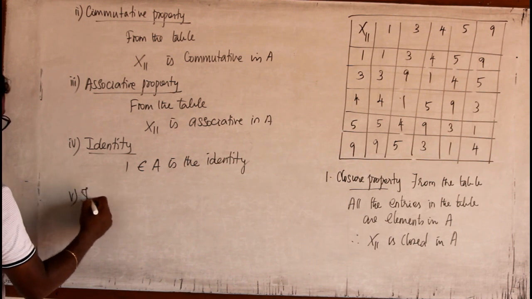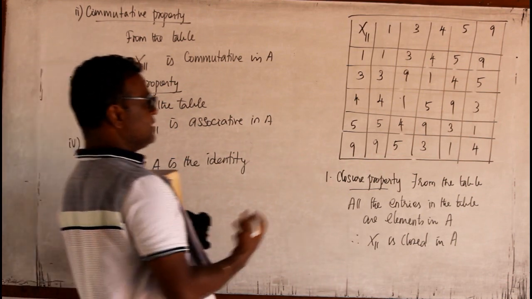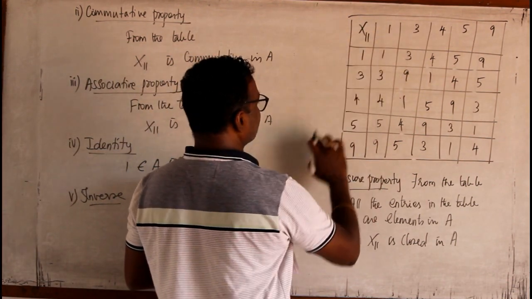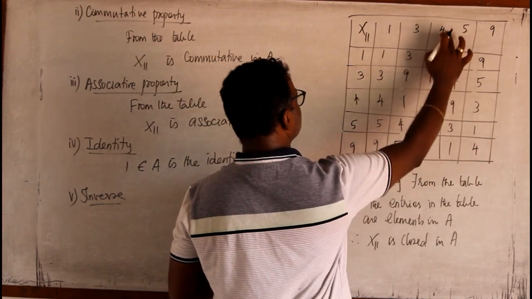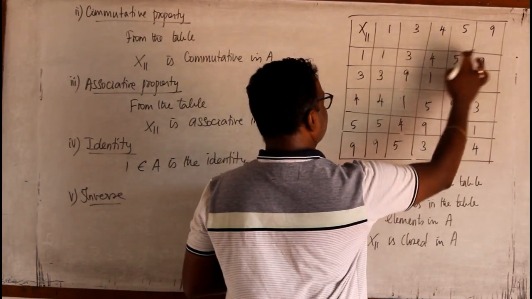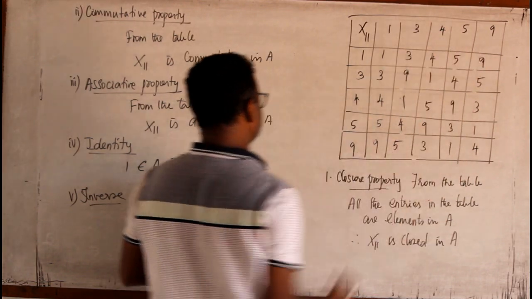Fifth one, the inverse elements. Just check where 1 is coming, that is where the identity is coming. 1 is multiplied with 1, I am getting 1. Therefore 1's inverse is 1. When 3 is multiplied with 4, I am getting 1. So 3's inverse is 4. Then 4's inverse is 3. 5's inverse is 9, and 9 multiplied with 5, I am getting 1. So 9's inverse is 5.